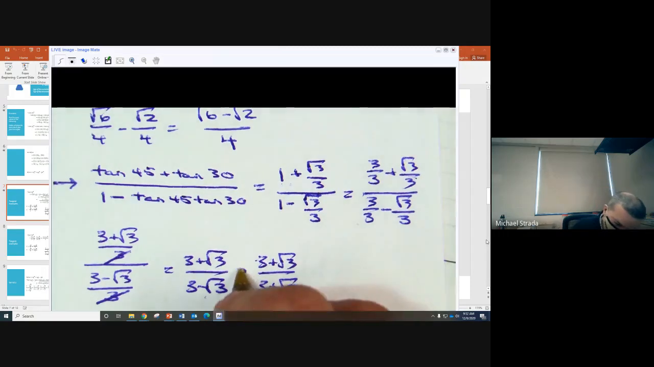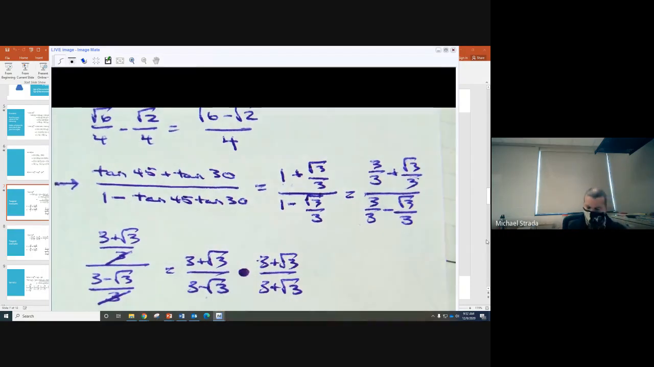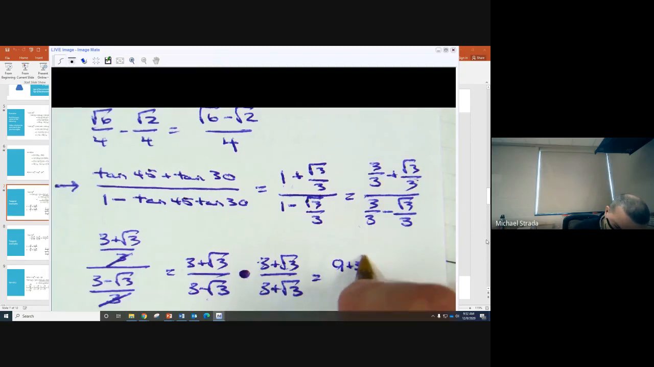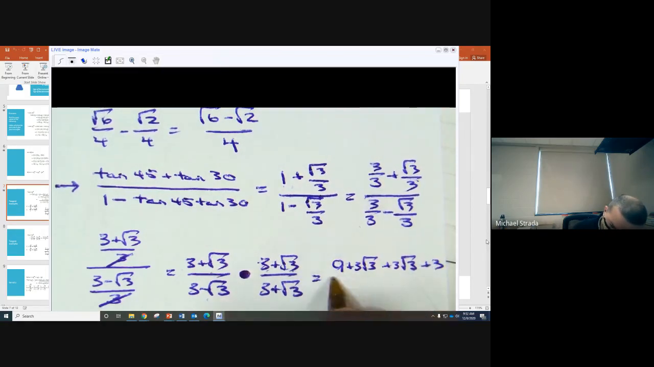All right. When I do, I FOIL or distribute. 3 times 3 is 9. 3 times root 3 is plus 3 root 3. 3 times root 3 is also 3 root 3. Root 3 times root 3 is root 9, plus another 3.